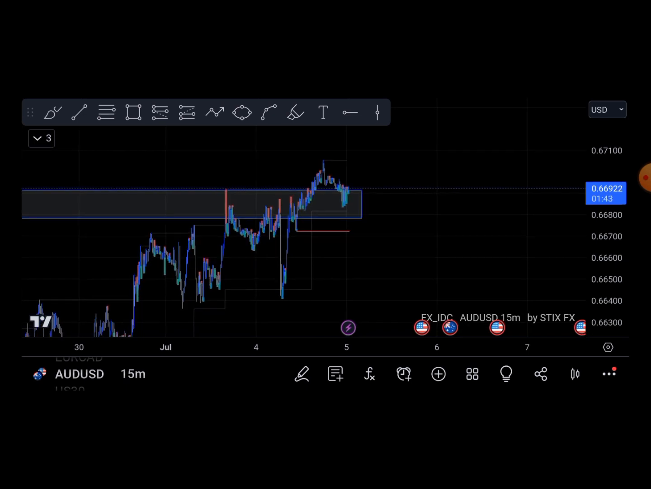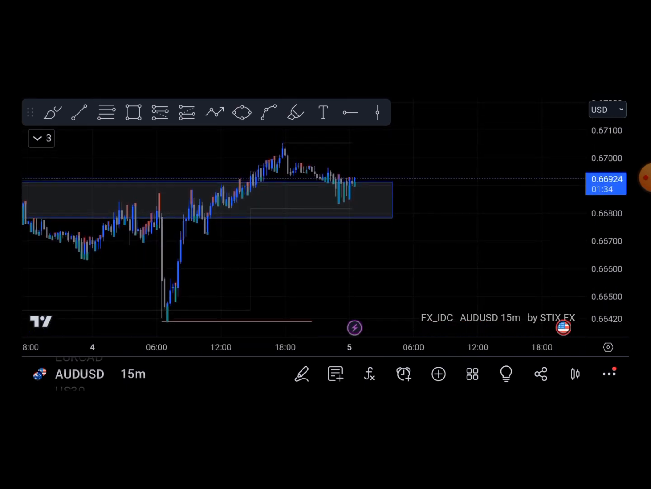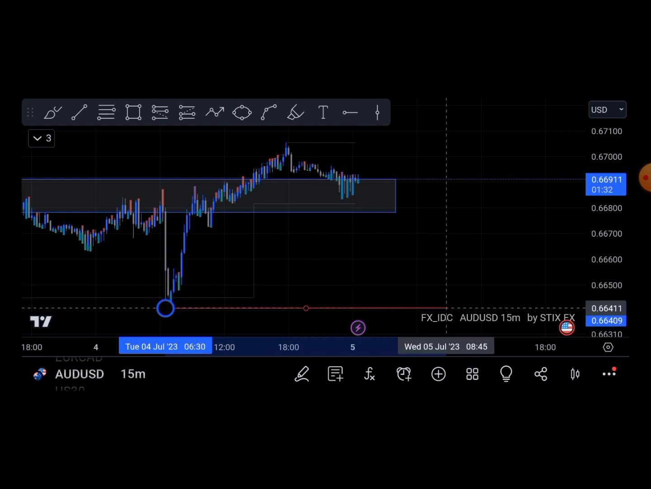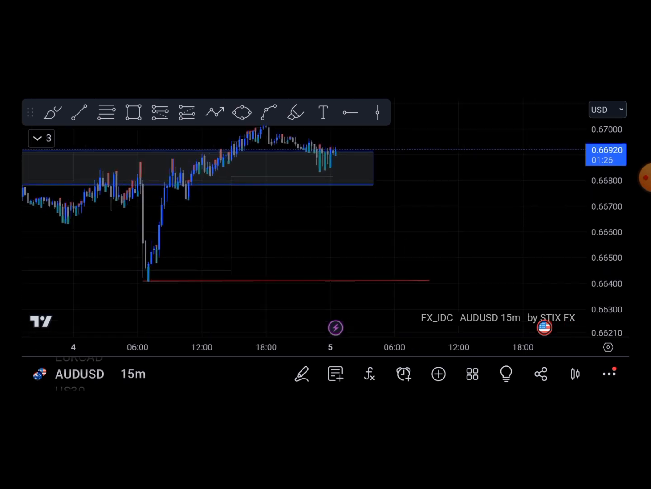Even if I zoom out, the 15-minute is bullish. You can even use this low right there. You can use that low instead of that one. So kind of give price some room to breathe, you know?